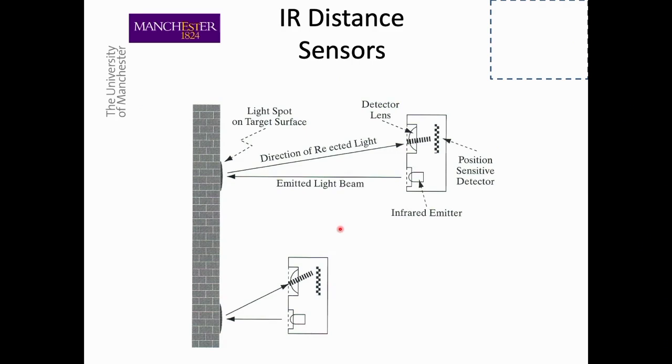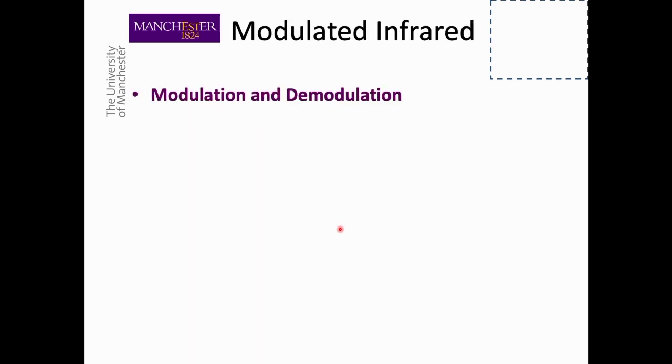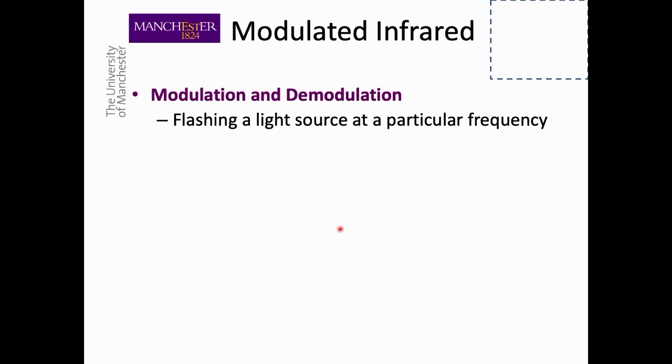Good question. So modulation and demodulation. How do we solve our problem with the background levels of infrared radiation? One way of doing this is to use a modulator and demodulating system. Basically, it's a flashing light source of particular frequency. So I've got my infrared beam, and I'm going to switch it on and off very quickly, maybe at 40,000 times per second.